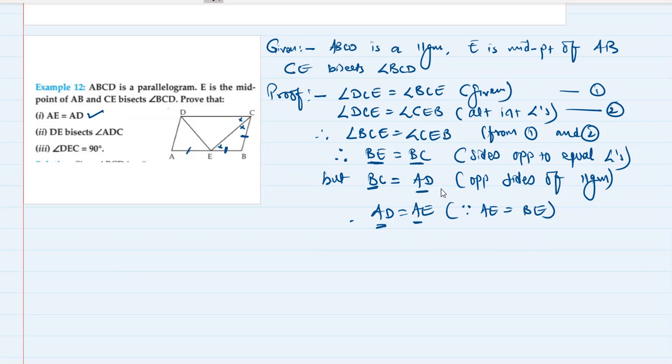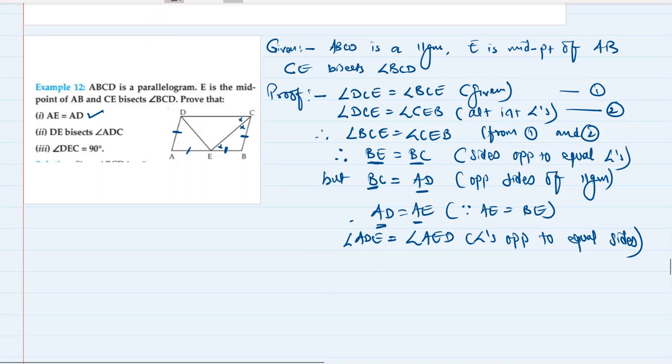Okay, after this we have to prove DE bisects angle ADC. Now that too is very easy. Since AD is equal to AE, we can say that angle ADE is equal to angle AED, angles opposite to equal sides. Angles opposite to equal sides are equal.